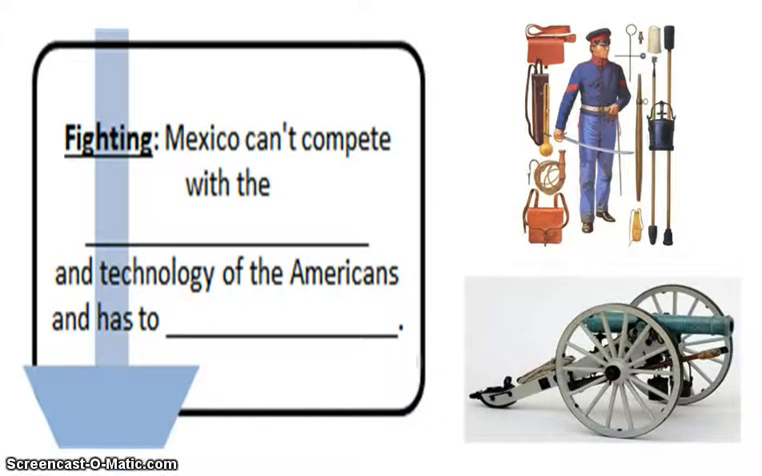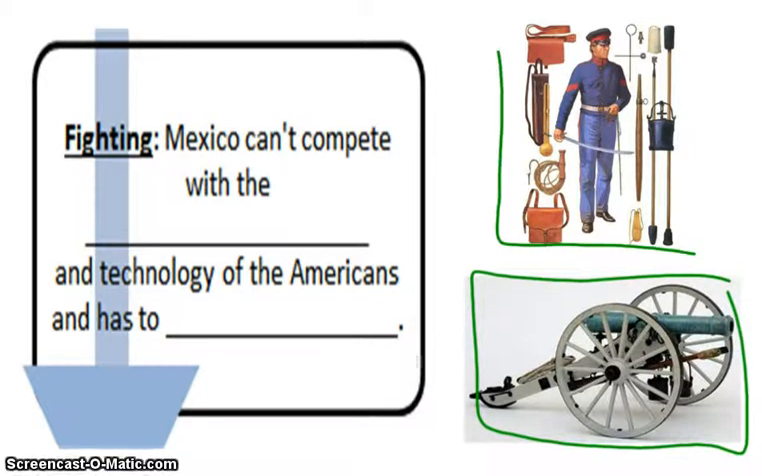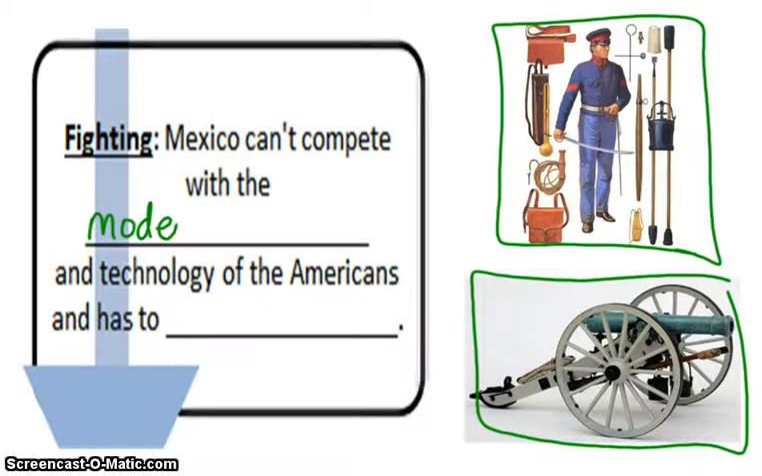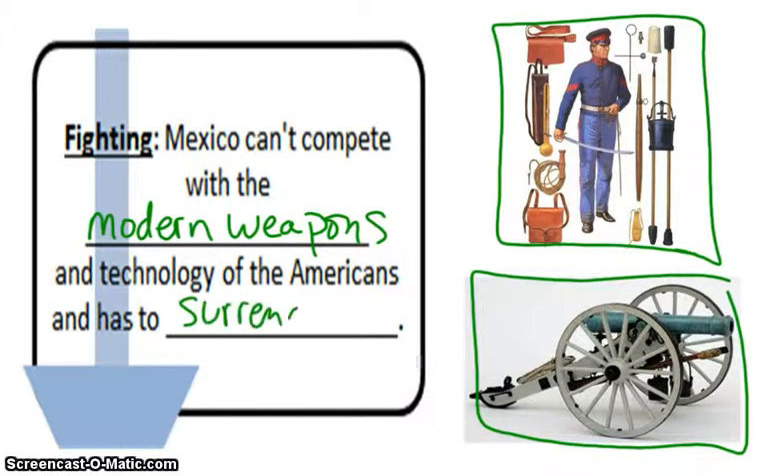Mexico realizes that the United States, because of industrialization, has so many weapons, so many supplies, that they just can't compete with all of the modern weapons and technology of the Americans. So Mexico realizes that they basically have to surrender and end up losing the war, which is bad for Mexico, but of course good for the United States.